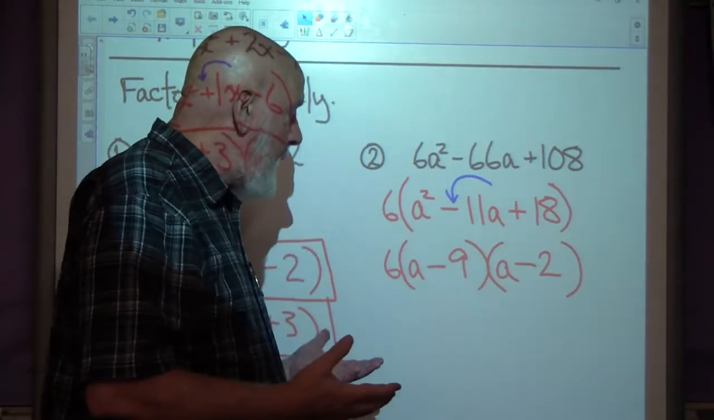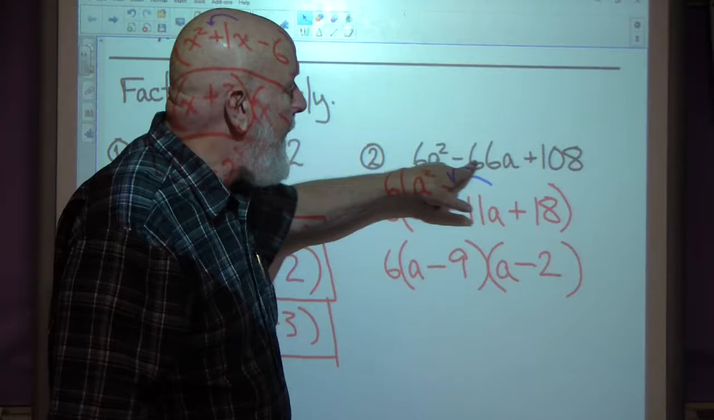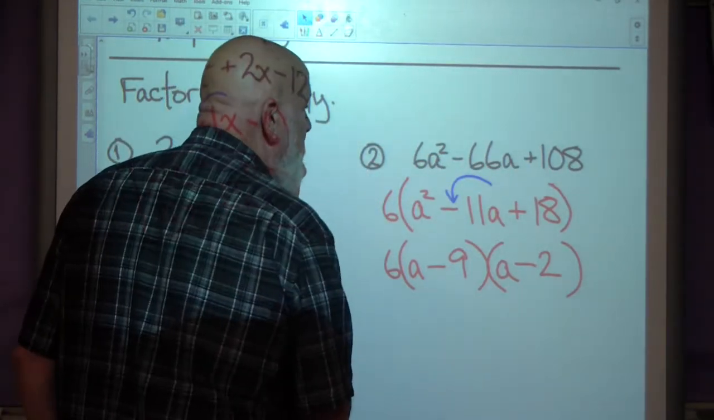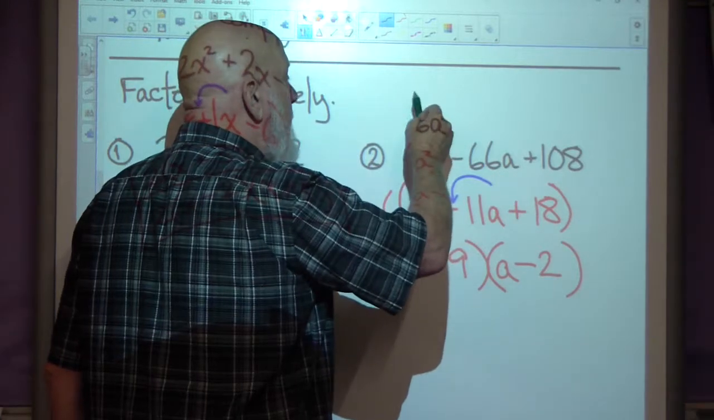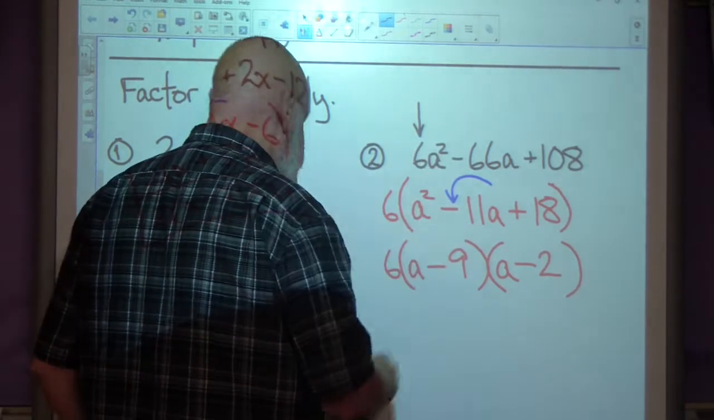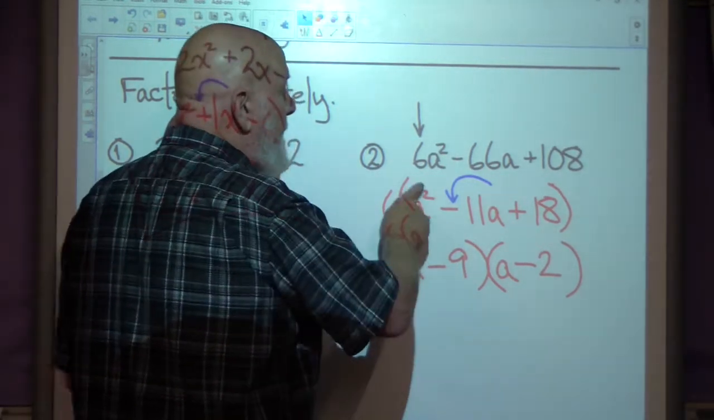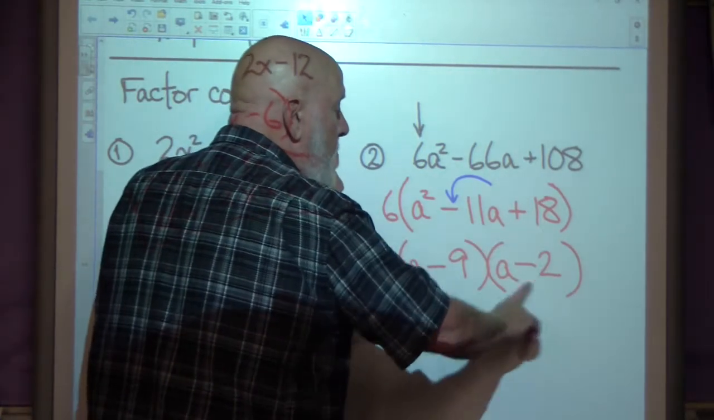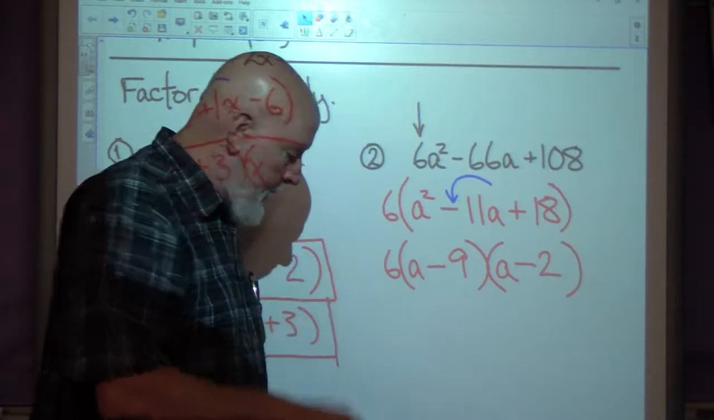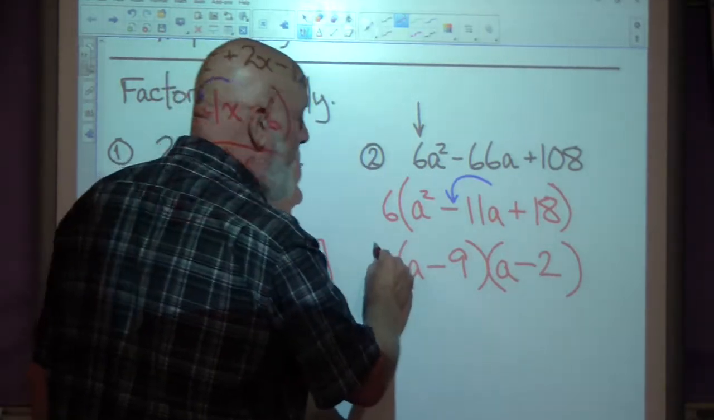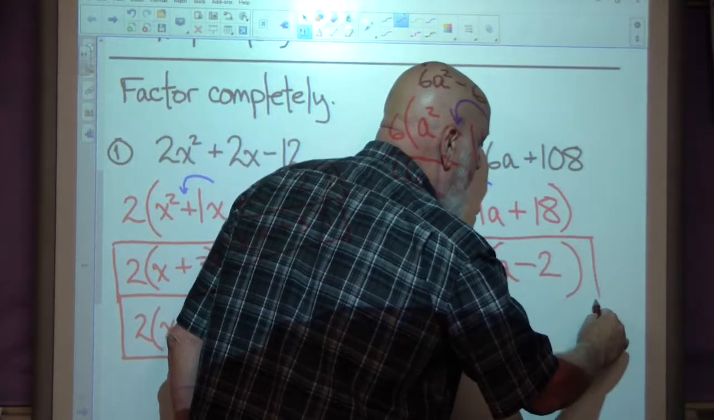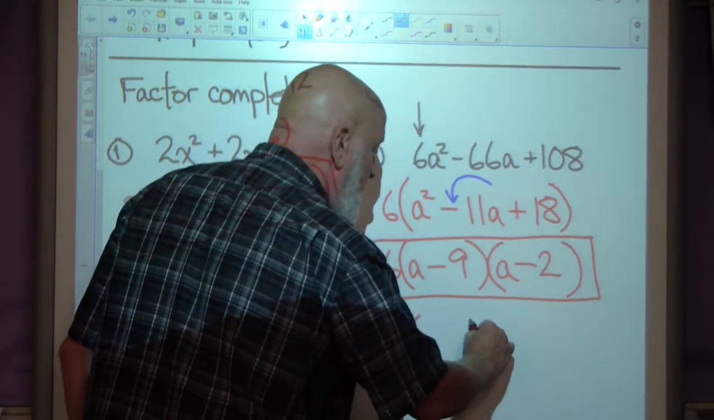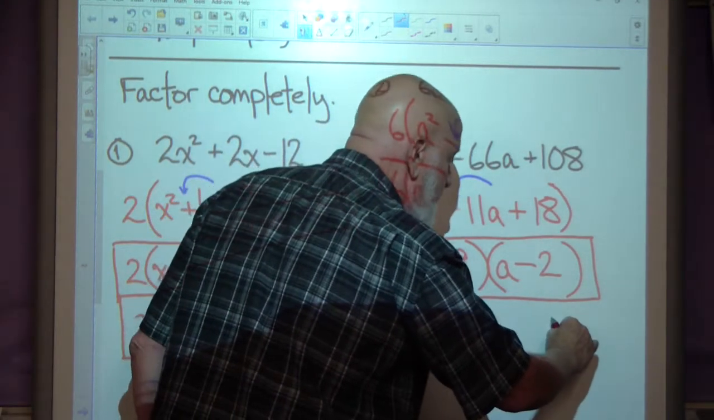So if I haven't made any mistakes, I've successfully factored this quadratic trinomial in which the leading coefficient was not a 1, but rather a 6. And we took care of that by factoring out the 6 and then factoring the remaining quadratic trinomial using the factoring techniques we've already learned. So this could be our answer, or it might show up looking like this. The order of the factors does not matter.